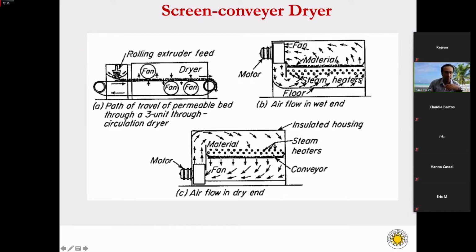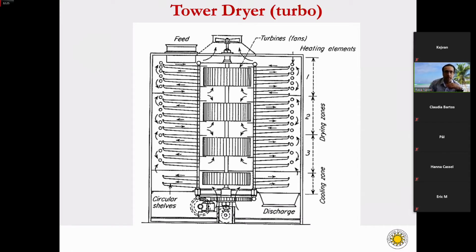And there are many different configurations of screen conveyor dryers. Another important type of dryer is the tower dryer. In this tower dryer, we have trays on the two sides, and then we have a working shaft that helps us to rotate the system. So normally we have the turbo system inside the tower dryer.